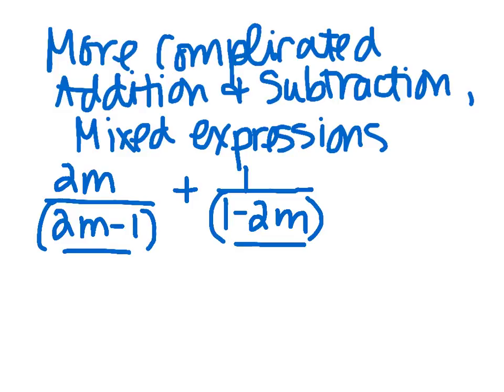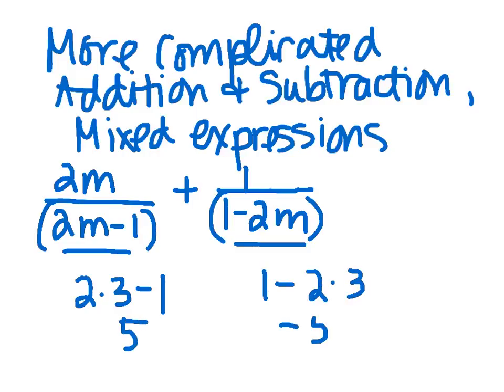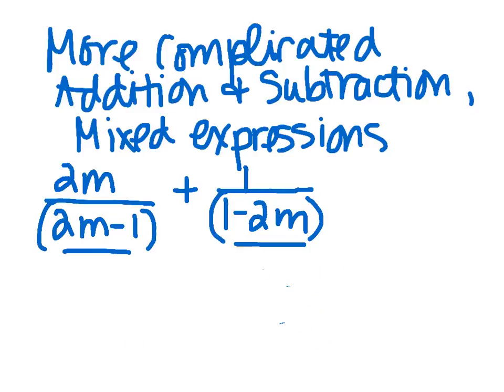Any number I plug in for m, let's say I plug in 3. 2 times 3 minus 1, and 1 minus 2 times 3. This one gives me 5, and this one gives me negative 5. No matter what number I plug in for m, those two expressions are opposites of each other. Therefore, if I say I'm going to take the opposite of this, I can switch the order.